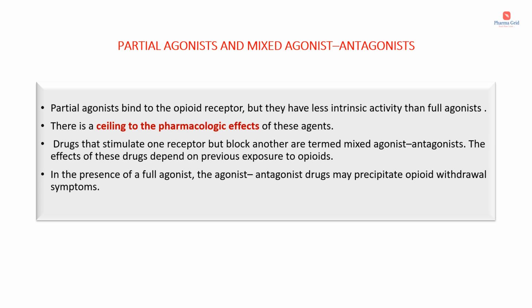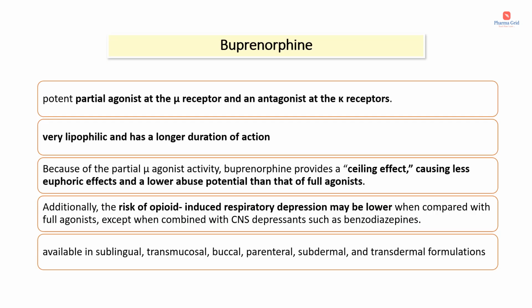Drugs that stimulate one receptor but block another are termed mixed agonist-antagonists. The effects of these drugs depend on previous exposure to opioids. In the presence of a full agonist, the agonist-antagonist drugs may precipitate opioid withdrawal symptoms. So one important drug is buprenorphine. It is a potent partial agonist at the mu receptor and an antagonist at the kappa receptors.